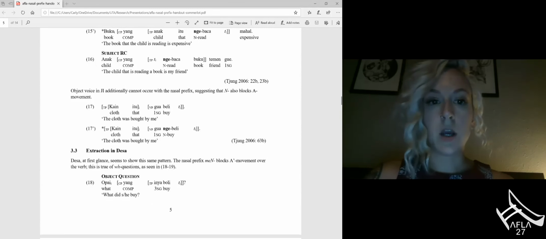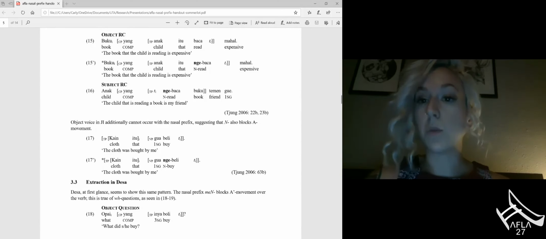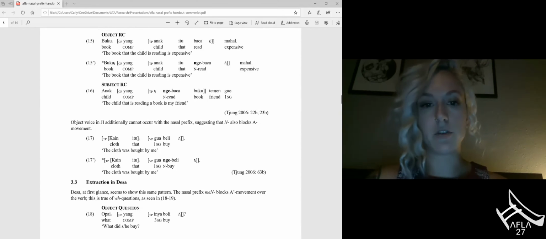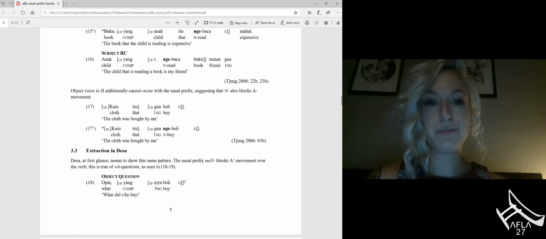Object voice in Jakarta Indonesian additionally cannot occur with a nasal prefix, suggesting that it also blocks A movement, the same pattern we saw in standard Indonesian. So while 17 is grammatical, 17 prime is not.